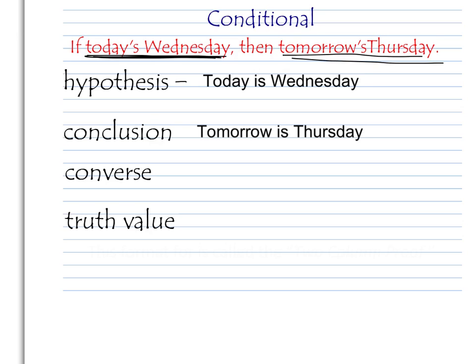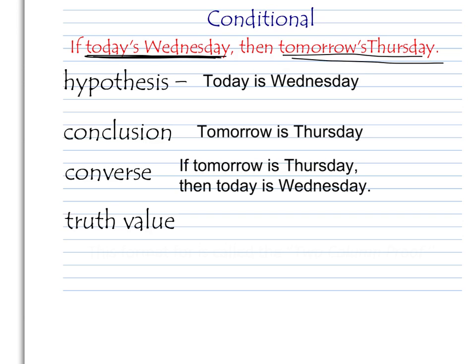Another term you need to know is the converse. The converse of a conditional is just when we basically flip it around. So the hypothesis becomes the conclusion, and the conclusion becomes the hypothesis. So the converse of our original sentence would be, if tomorrow is Thursday, then today is Wednesday. Now let's talk about whether or not these statements are actually true.